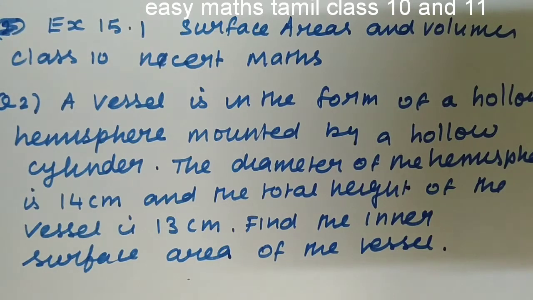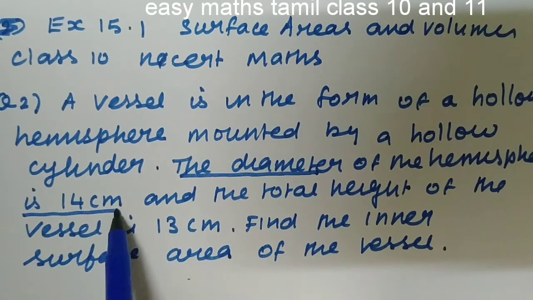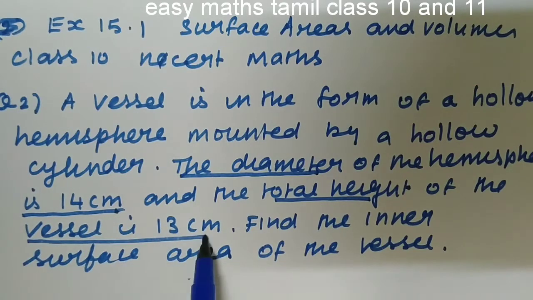Hello viewers, our today's topic is surface areas and volumes. Question 2. A vessel is in the form of a hollow hemisphere mounted by a hollow cylinder. The diameter of the hemisphere is 14 cm and the total height of the vessel is 13 cm. Find the inner surface area of the vessel. The diameter of the hemisphere is 14 cm. The total height of the vessel is 13 cm.